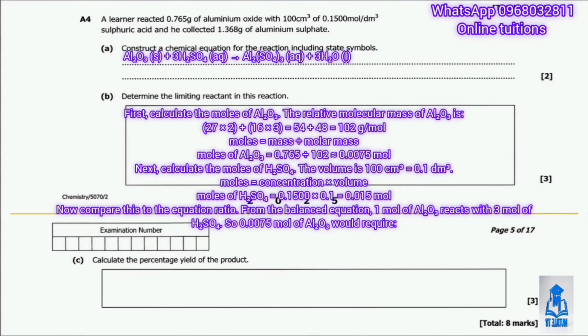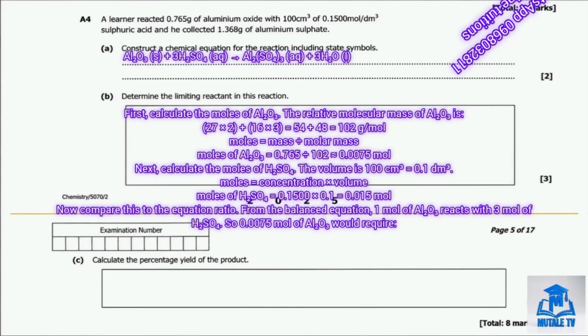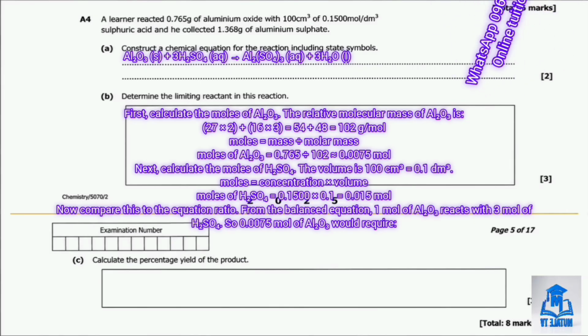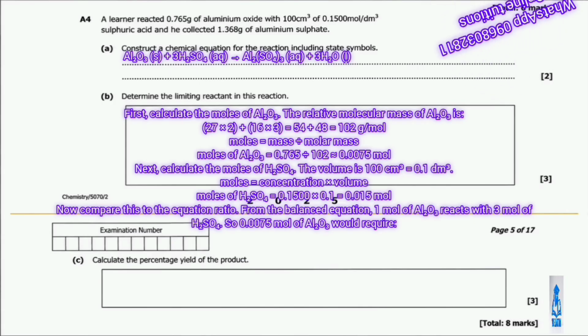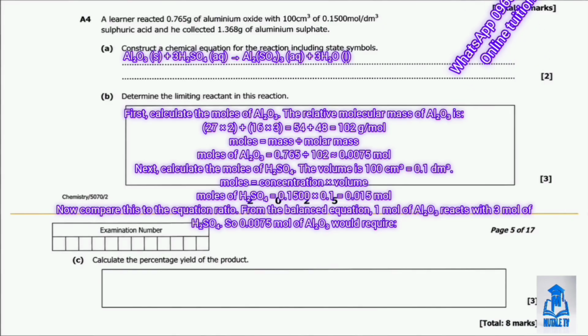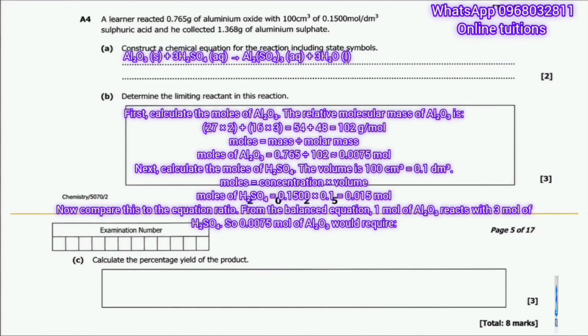Next, we calculate the moles of sulfuric acid. Moles equals concentration times volume in cubic decimeters. The volume is 100 cubic centimeters, which is 0.1 cubic decimeters. So moles equals 0.1500 times 0.1, which gives us 0.015 moles of sulfuric acid.